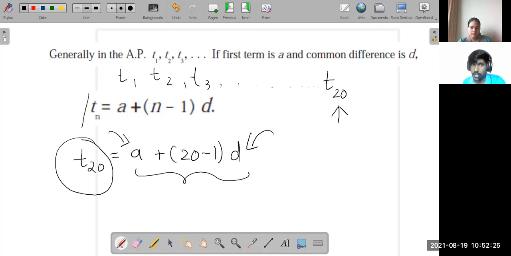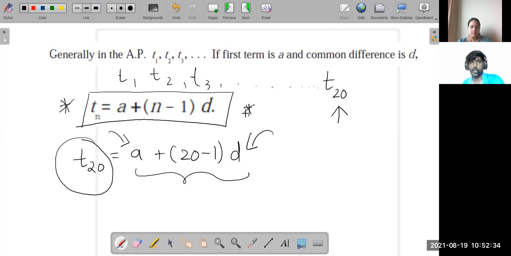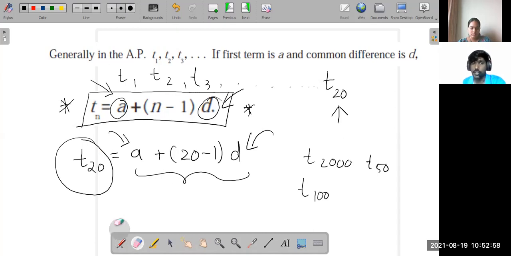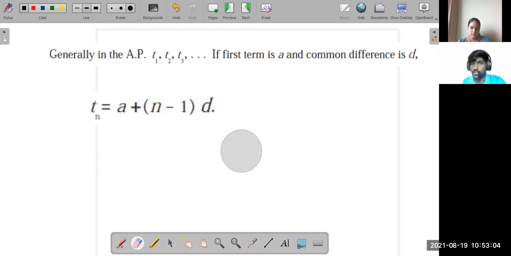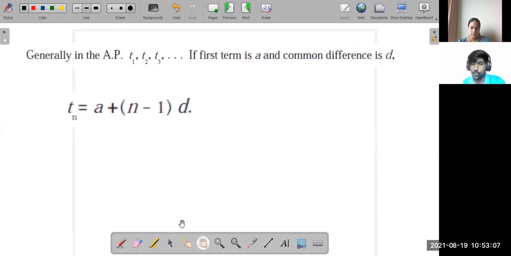Did you understand what the Tn formula is about? Yes or no? Okay. So similarly, if you know the first term and the common difference, you can find out any position in this sequence. You can find out T100 also, T2000 also, T50 also. Anything you can find out. Only you need to know what is A and what is the common difference. If you know this, then you can find out any term in this AP. Clear? Write down this formula.